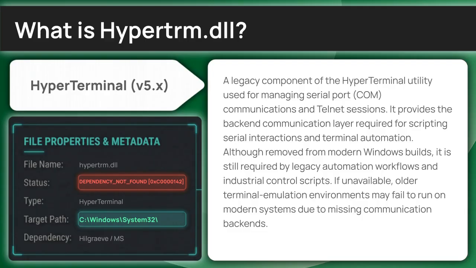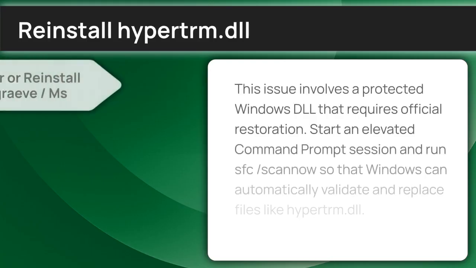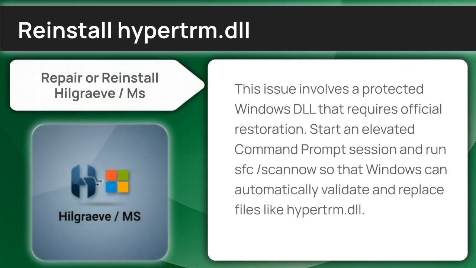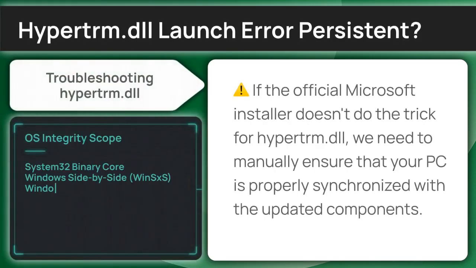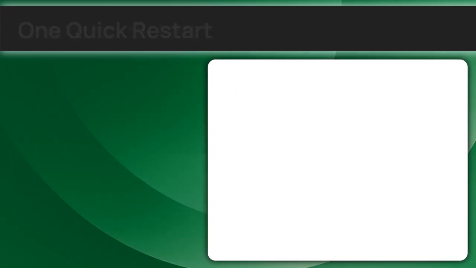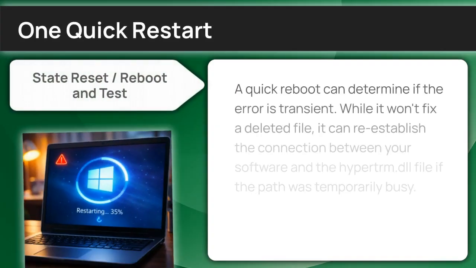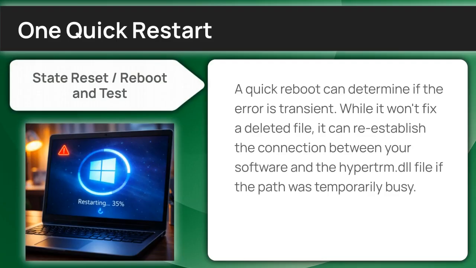Now that the background is clear, let's walk through the actual installation steps. This issue involves a protected Windows DLL that requires official restoration. Start an elevated command prompt session and run sfc /scannow so that Windows can automatically validate and replace files like HyperTerminal module. When a fresh installer fails to clear the error, it typically points toward a deeper conflict within the Windows execution layer. A full system restart ensures that no background processes are currently locking the HyperTerminal module file. A fresh boot allows Windows to reinitialize its library map from a clean state.